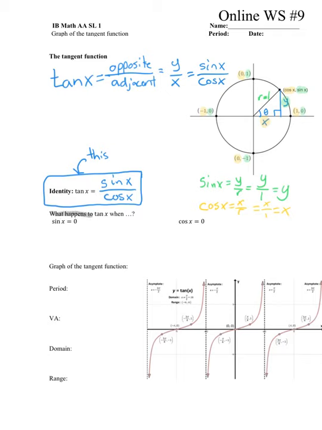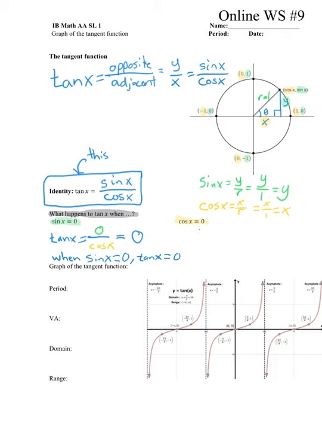The first situation, what happens when sine of x equals 0? The second situation, what happens when cosine of x equals 0? The way we can think about that is if we wrote tangent of x equals 0 divided by cosine of x. Well, what's 0 divided by anything going to be? It's just going to be 0. So therefore, when sine of x equals 0, tangent of x equals 0.